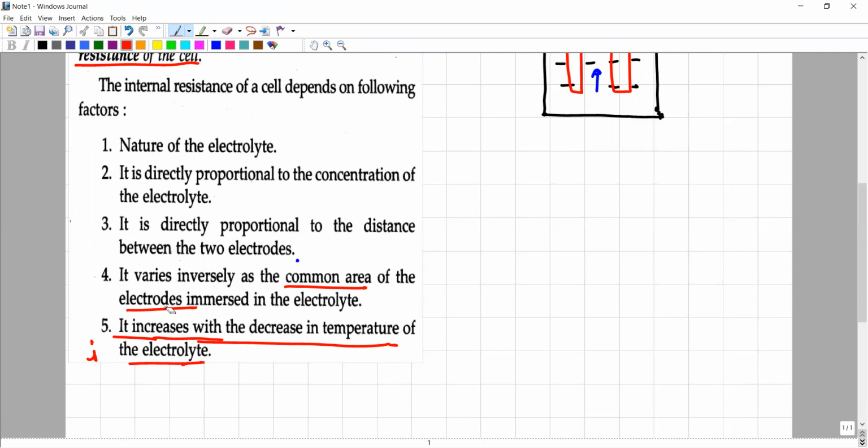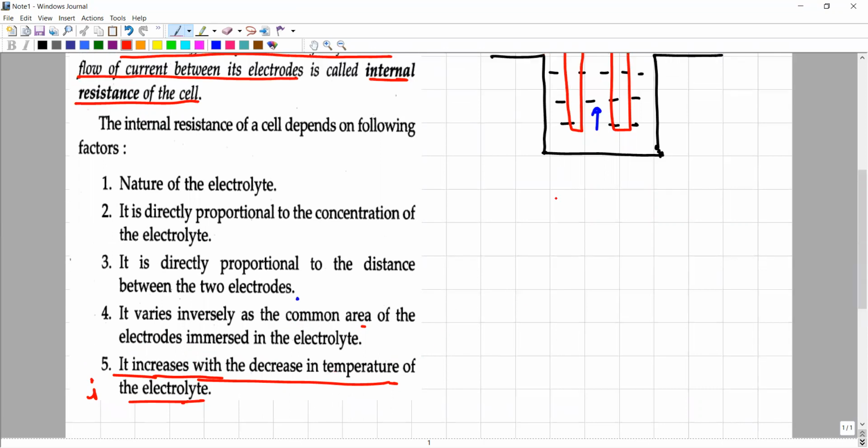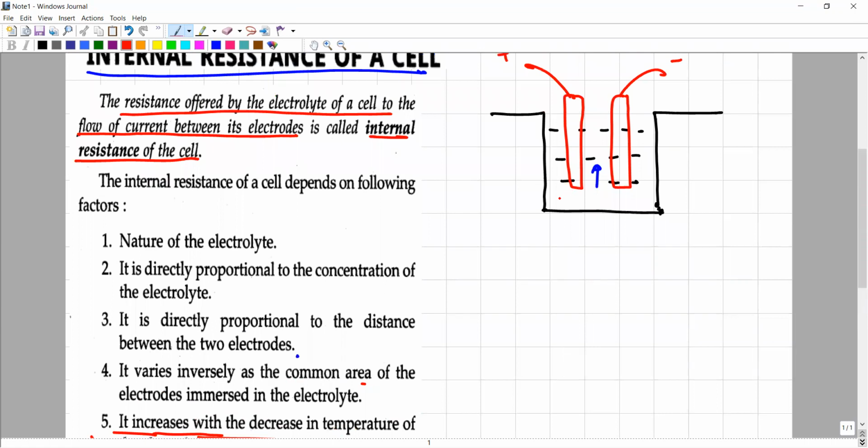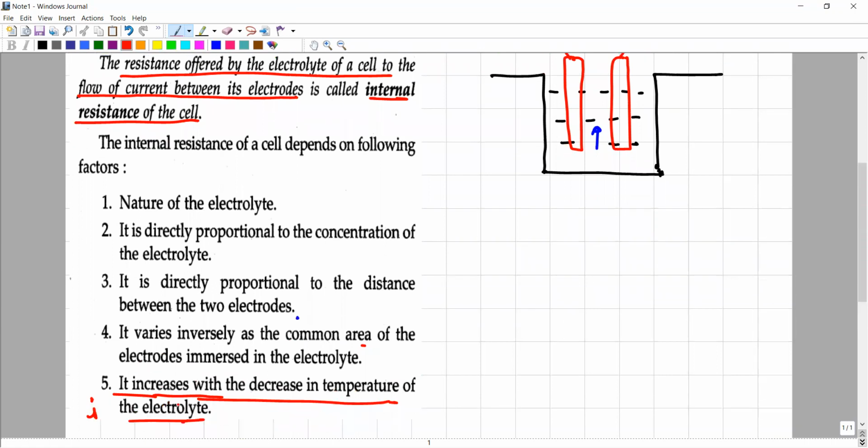Also, internal resistance increases with the decrease in the temperature of the electrolyte. Okay, this is also important. If the temperature decreases, then the concentration of the ions in this electrolyte will also decrease, and so the internal resistance will increase because the charge carriers have decreased. Now because of these reasons there will be internal resistance.